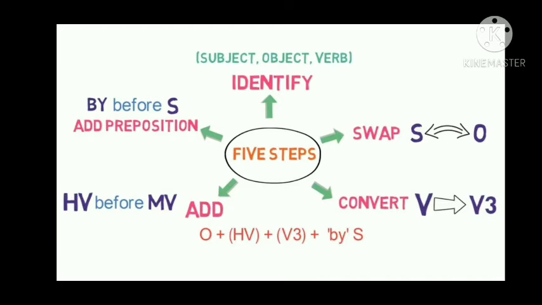First we write object which is present in active voice sentence. It comes first in passive voice, then helping verb according to the tense. After helping verb, we will add main verb in its past participle form. After that verb, we will add by. Then we write subject which is in active voice. Here it comes at the end of the sentence.